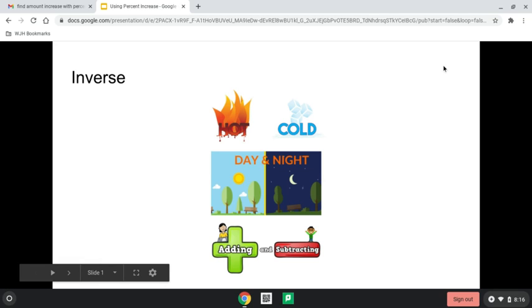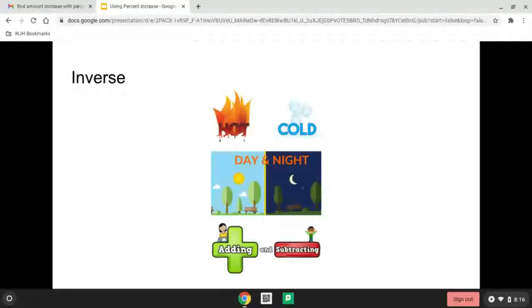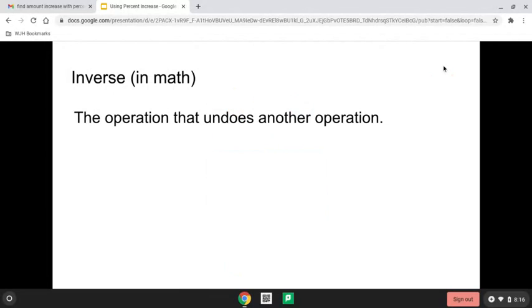All right, all right. Looking at these pictures, what do you think the word inverse means? Now, you're probably thinking it means the opposite, and that is true, but there is more to it. When we think about math, we have a very specific definition for an inverse. It is an operation that undoes another operation.